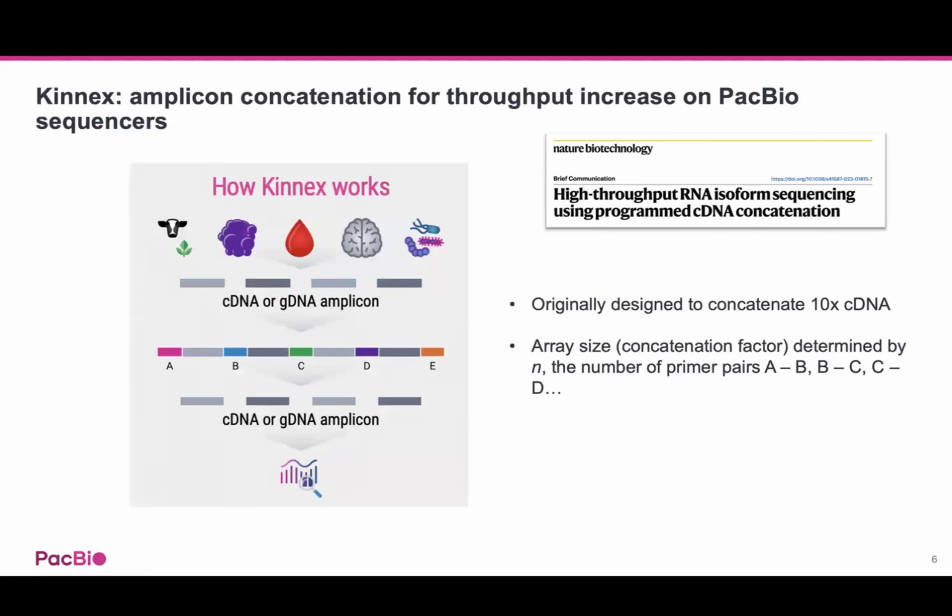A lot of this RNA work is enabled by the recent Kinnex kits. Kinnex is a general amplicon concatenation method for throughput increase on HiFi systems. This is because HiFi reads are best for DNA fragments that are 15 to 20 kilobases long. Most cDNA or GDN amplicons may only be 1 to 2 kb long. By concatenating them in an ordered array and sequencing with HiFi, throughput for each cDNA can be increased.